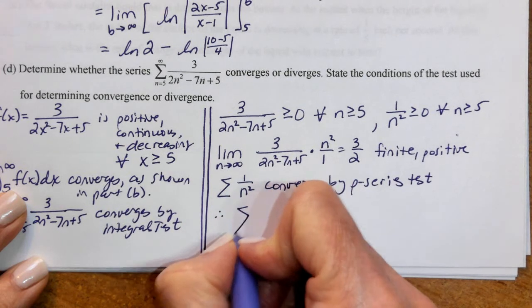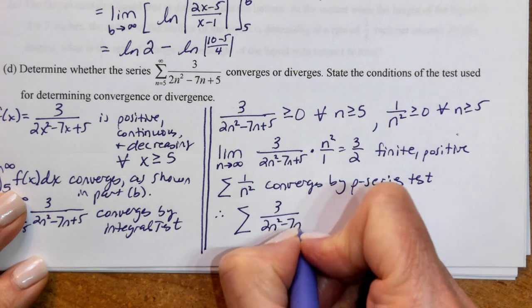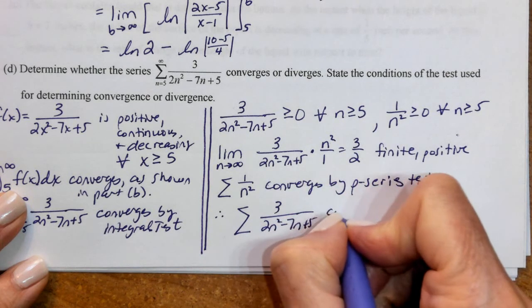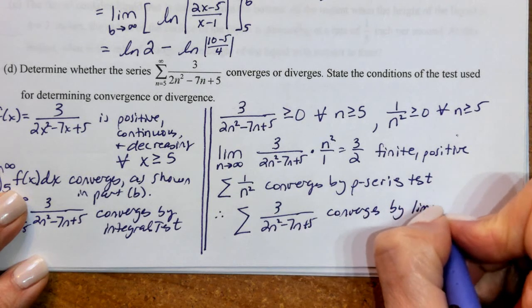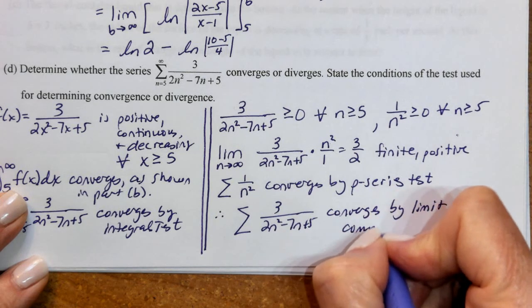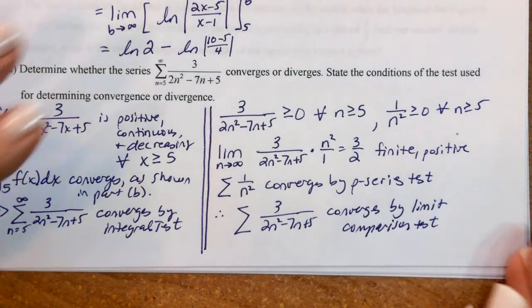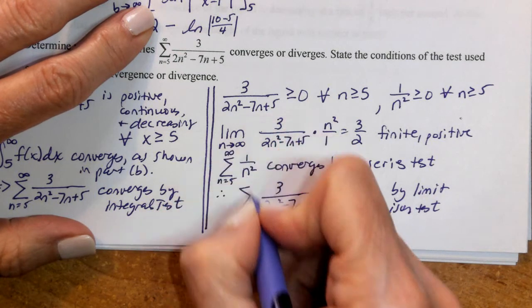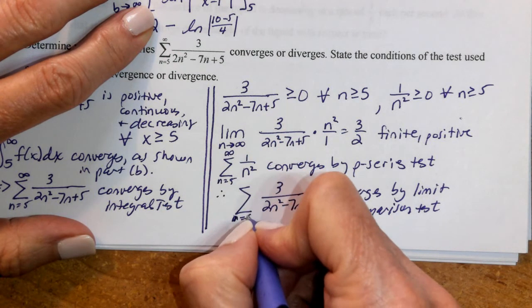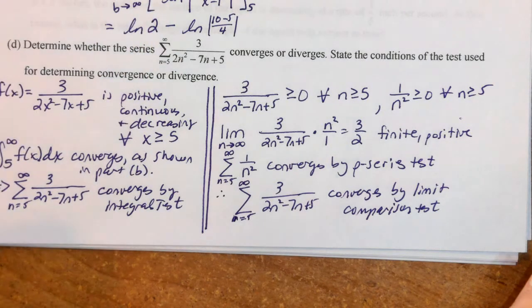So the series that we're looking for converges by limit comparison test. And FRQ, if I have time, I will go ahead and fill in the little bells and whistles here. Okay, it doesn't take too long.